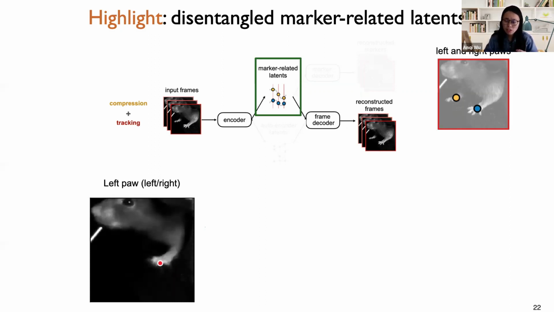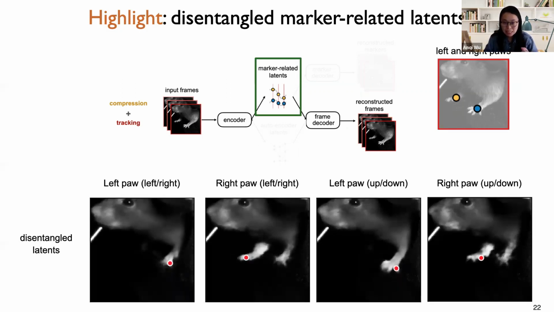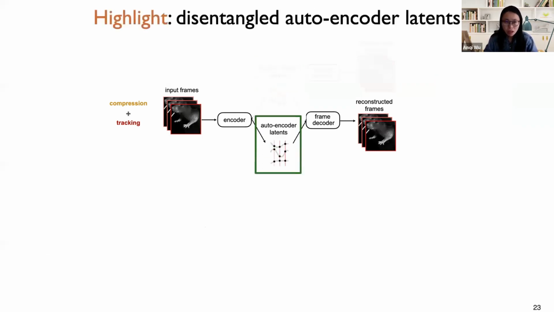All of that information should be contained in other dimensions of the latent. And we call this phenomenon disentanglement. And we can do similar manipulation of the latents in the marker-related subspace and see similar disentanglement across dimensions. Similarly, we can ask how well the autoencoder subspace is mapped to the reconstructed frames, which will also give us some idea of what information that subspace contains.